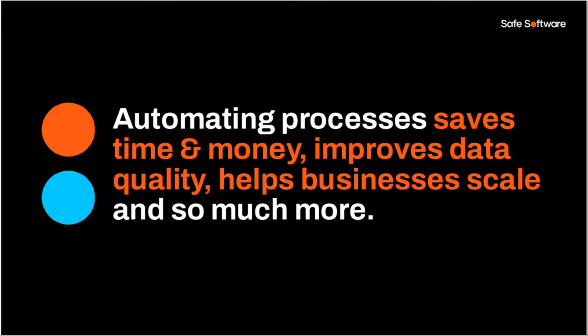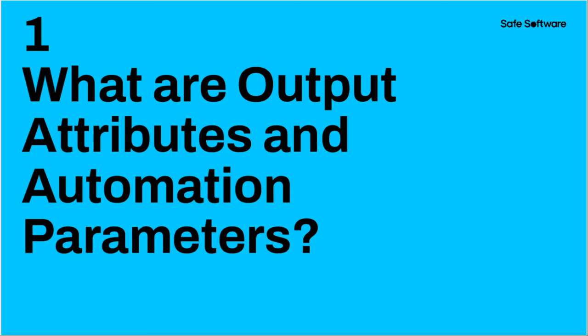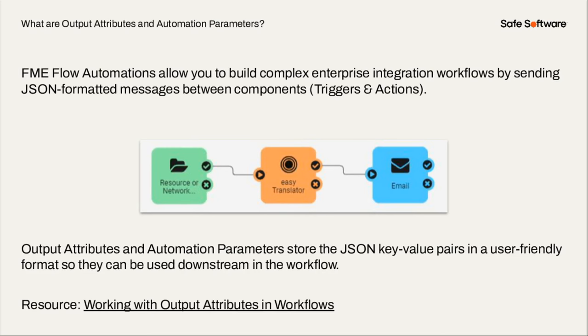Awesome, thanks Bailey. All right, so getting started, what are output attributes and automation parameters? Automations allow you to build enterprise integration workflows. So basically, FME Flow can receive messages that are stored in a JSON format from external events. And from here, you can trigger workspaces to be run in real time, processing the information that's stored in these messages.